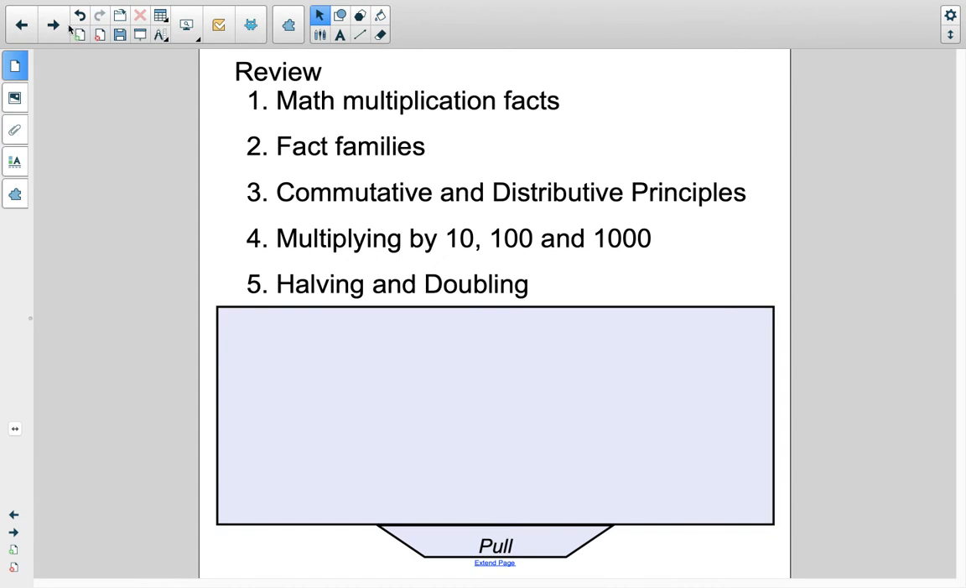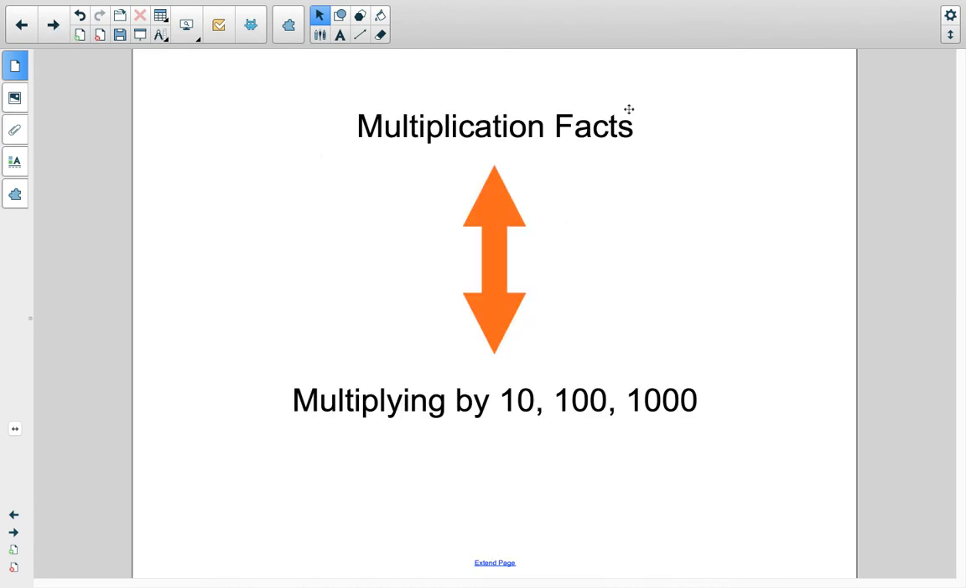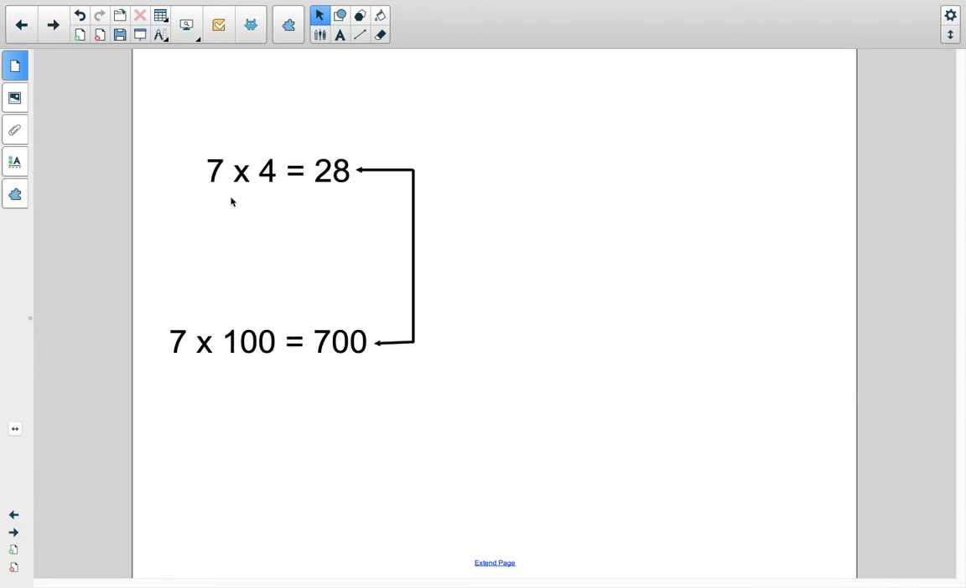So today we're going to take a look at two of these. We're going to look at multiplication facts and also multiplying by 10, 100, and 1,000. So let's take a simple example. Let's take a look at 7 times 4. So 7 times 4 is equal to 28. So that's just one on our multiplication chart. And the other day we also did multiplication by tens, hundreds, and thousands. Well, if I look at 7 times 100, that's equal to 700.